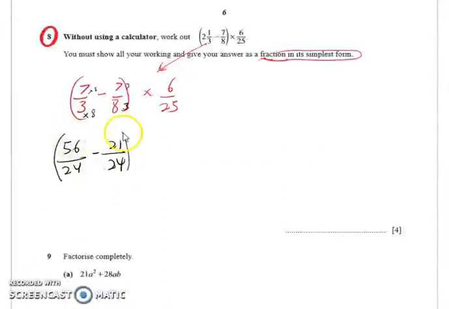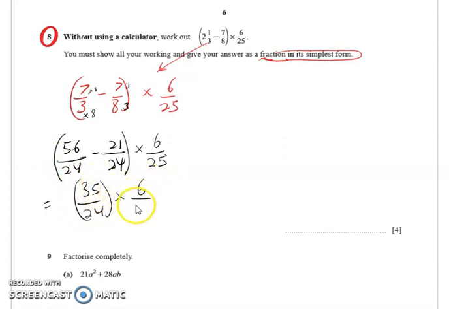Then we put a bracket here, multiplied by 6 over 25. Then we solve this. So you'll be getting 35 over 24, then we multiply by 6 over 25. The way to multiply is we just multiply straight across.